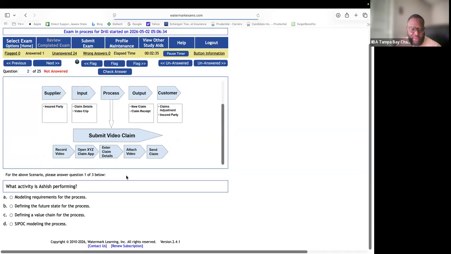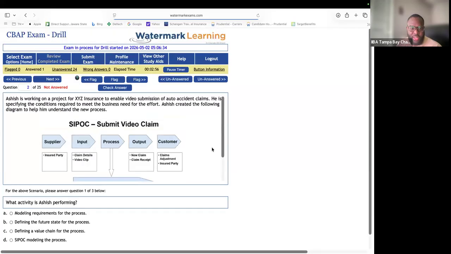So from the above scenario, we have three questions. The first one is, what activity is Ashish performing? Modeling requirements for the process, defining the future state of the process, defining a value chain for the process, or SIPOC modeling process. Let's go back to the question for a second.